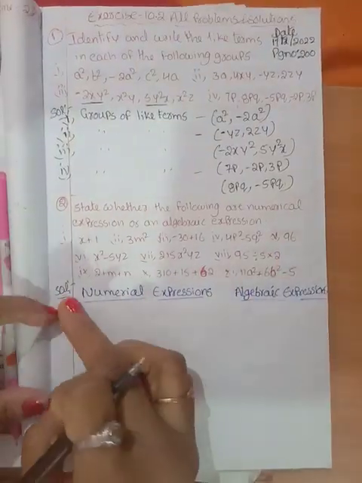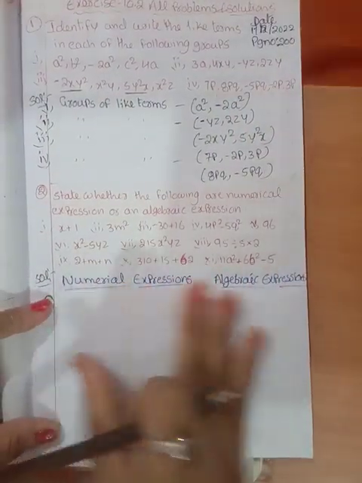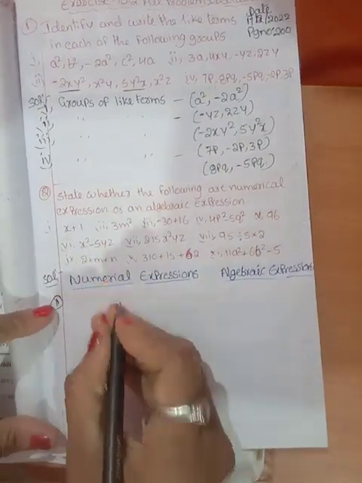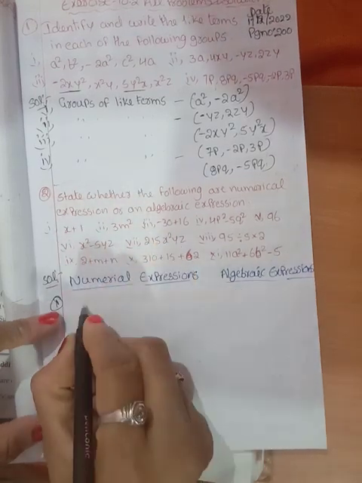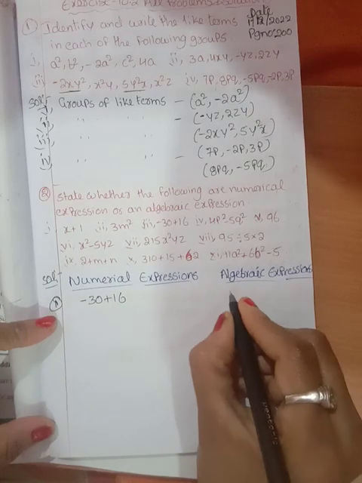Write it in your solutions, Gagansai, or write in your notebook only. Numerical expressions, algebraic expressions. You can write down one by one only. Your first one is the numerical expressions. You can write down here, Gagansai. What are the numerical expressions? The third one is also there: 30 plus 16. And what are the algebraic expressions?